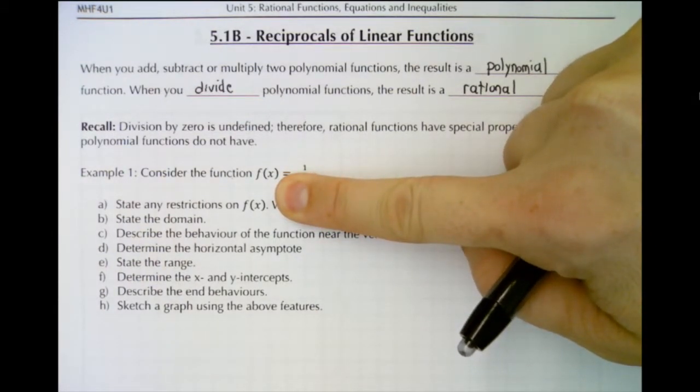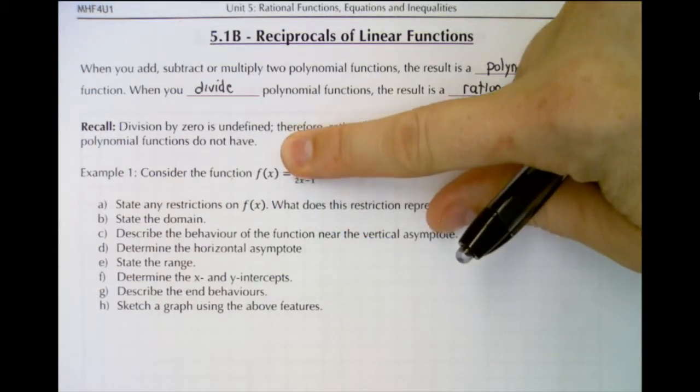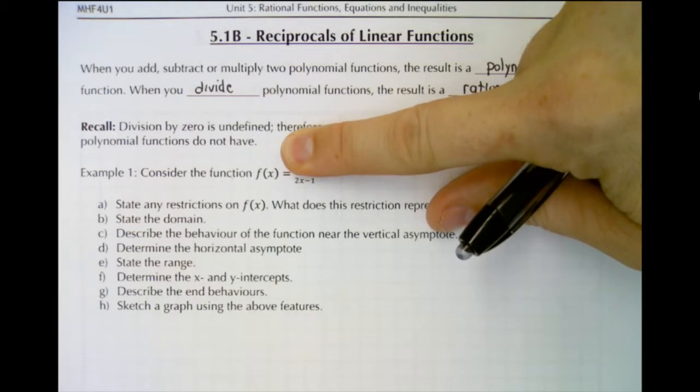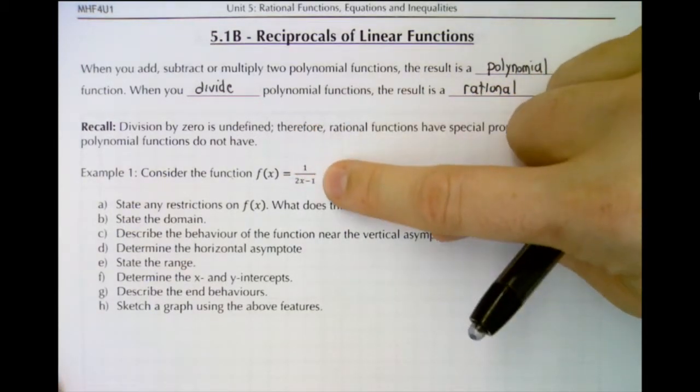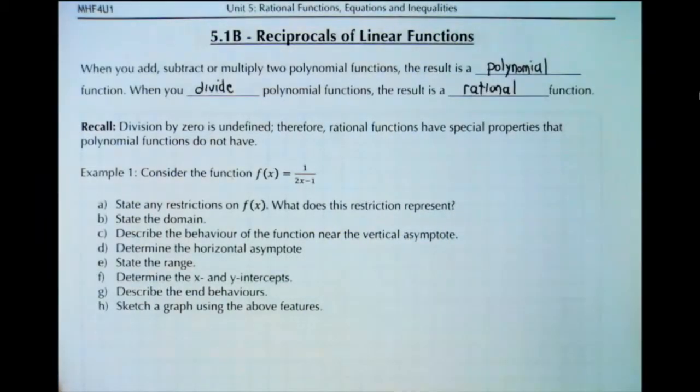Where they're similar is that reciprocal functions are rational functions because f of x equals 1 is considered a polynomial function. Its degree is 0. It doesn't have an x term with an exponent. It kind of does, but it's hidden. It'd be x to the exponent 0. And the denominator, 2x minus 1, is also a polynomial function. This is of degree 1. So we have a degree 0 divided by a degree 1, so technically we have a rational function.